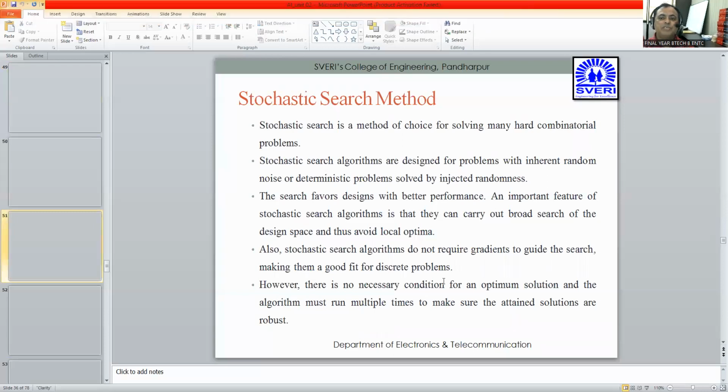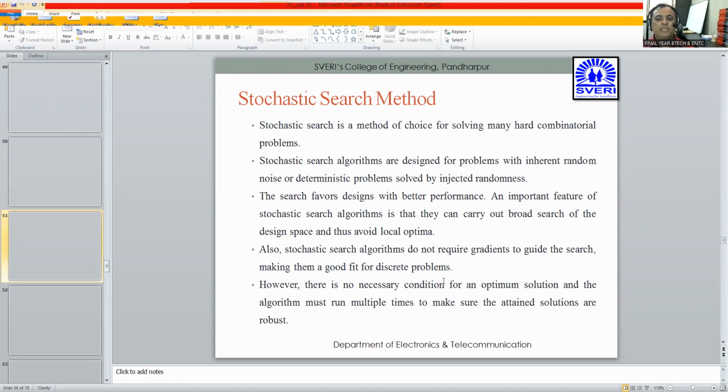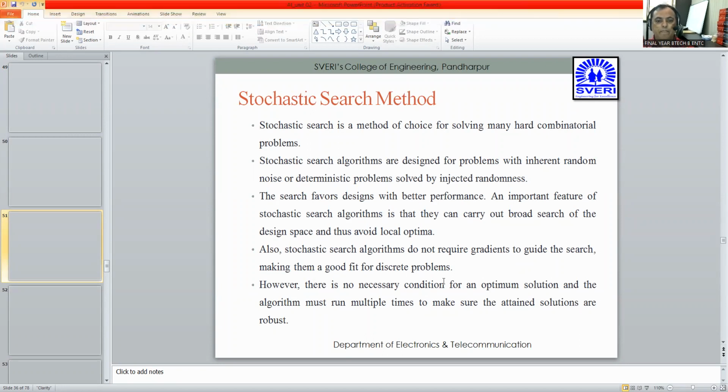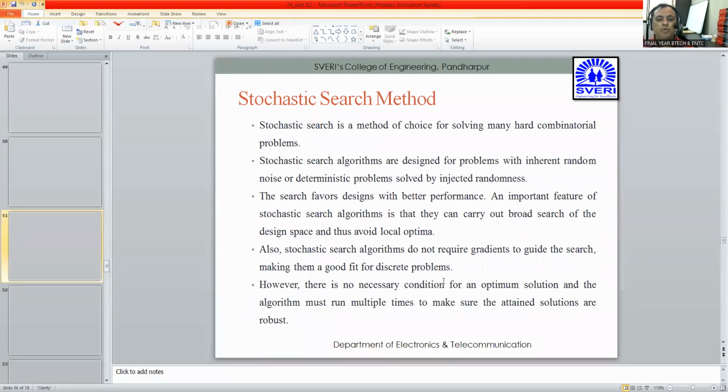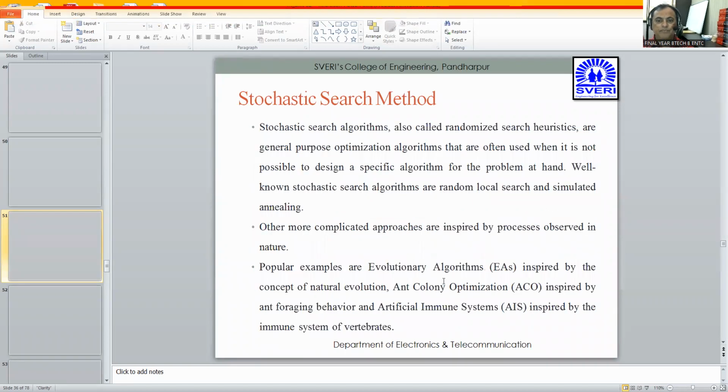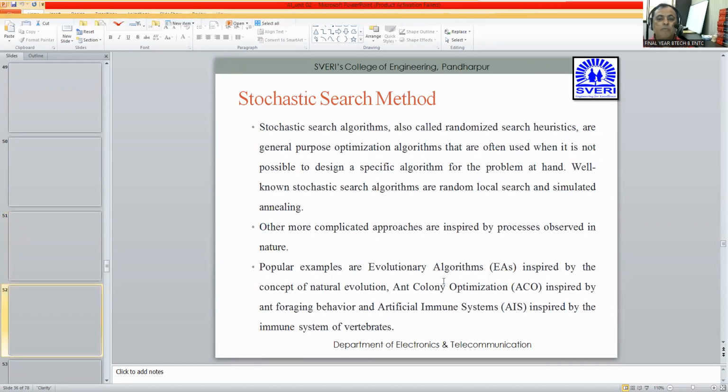Then, stochastic search is a method of choice for solving many hard combinatorial problems. It does not require a gradient to guide the search, making it a good fit for discrete problems. Popular examples of stochastic search are evolutionary algorithms, inspired by the concept of natural evolution, ant colony optimization, inspired by ant foraging behavior, and artificial immune systems, inspired by the immune systems of vertebrates.